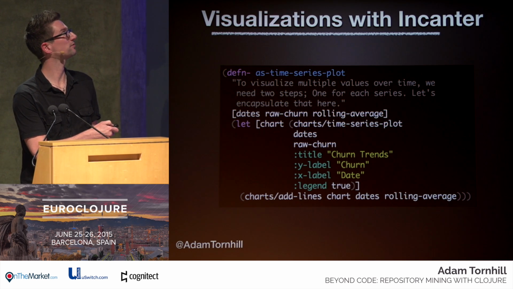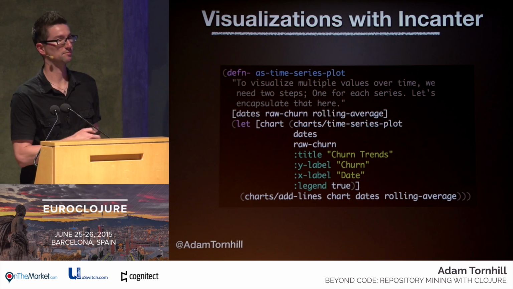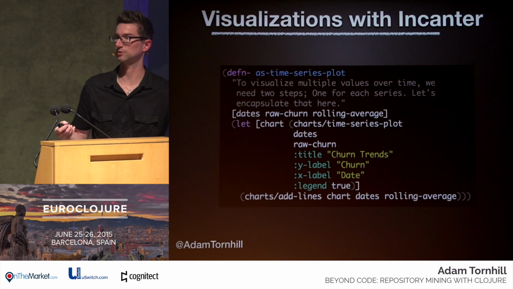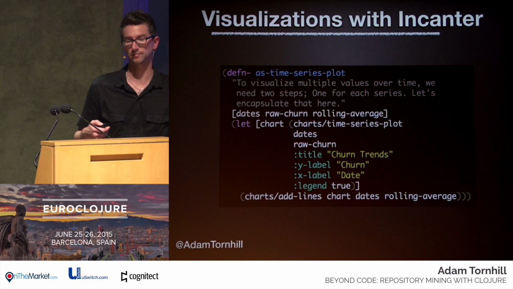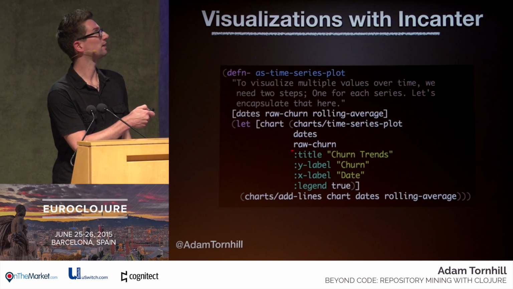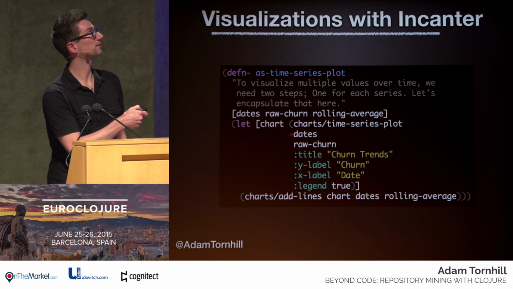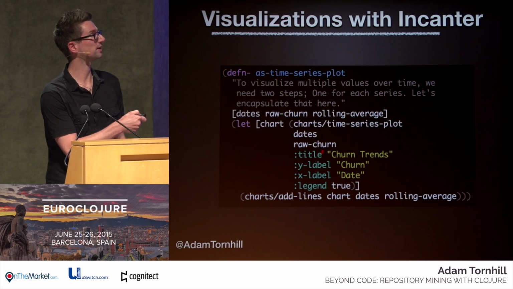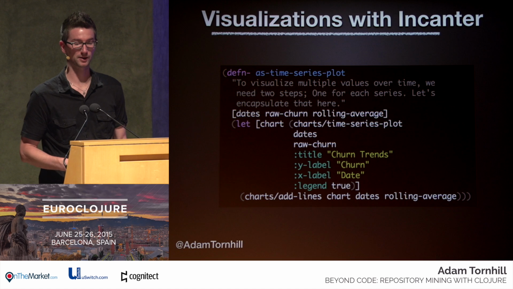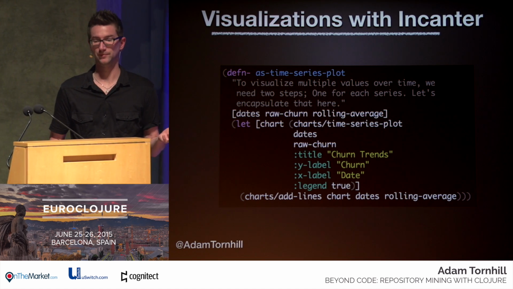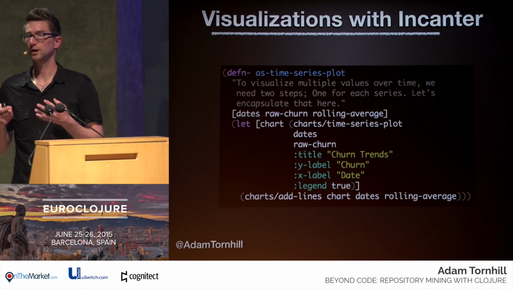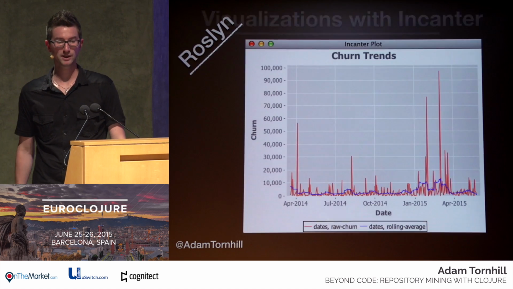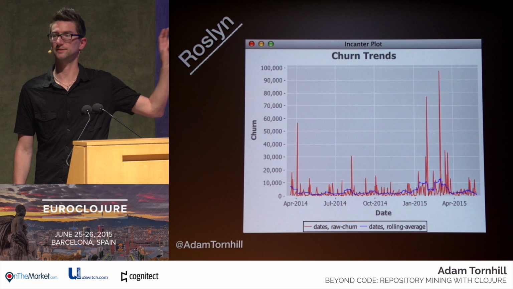So we choose that chart, and we pass it our dates, but converted to milliseconds since 1970, because that's what the underlying library wants. And then we pass the raw churn values for that time series, and we also specify a bunch of properties here that will be included on our chart. And once we run this function with the data we had earlier, we get something that we can view, a chart like this.